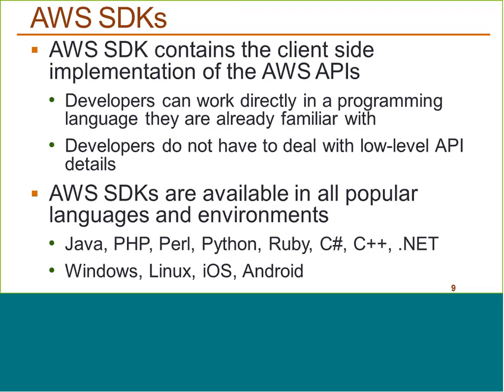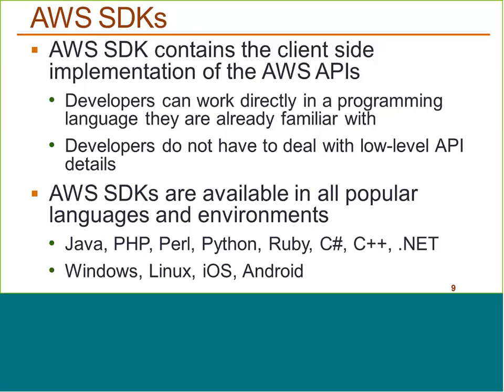These SDKs come in a variety of languages like Java, PHP, Perl, Python, Ruby, C#, C++, .NET. They also come for a variety of environments ranging from Windows, Linux, iOS, Android. Using these SDKs, developers can work directly in a programming language environment that they are already familiar with, rather than all this HTTP and signing and HTTP headers. We don't have to worry about all of that. Rather, you just work at a much higher level of abstraction. As developers, we don't have to deal with low-level API details.